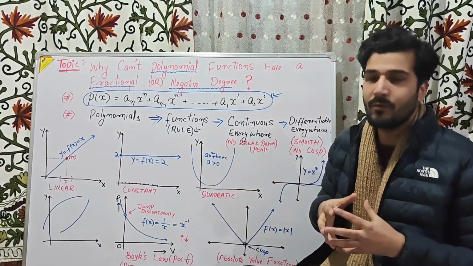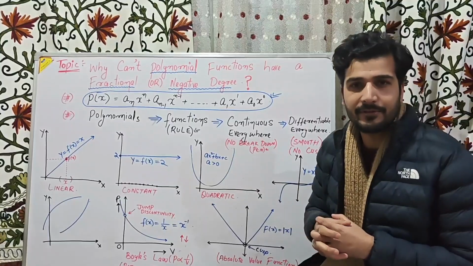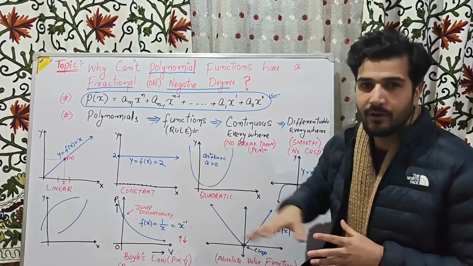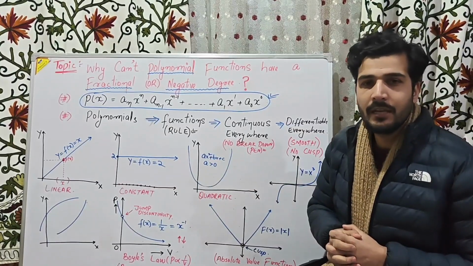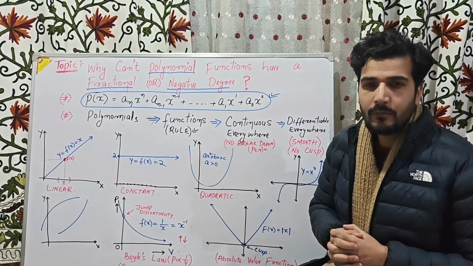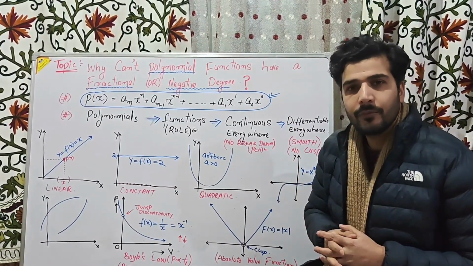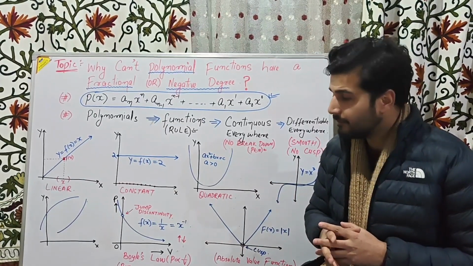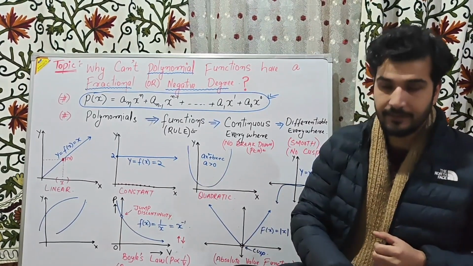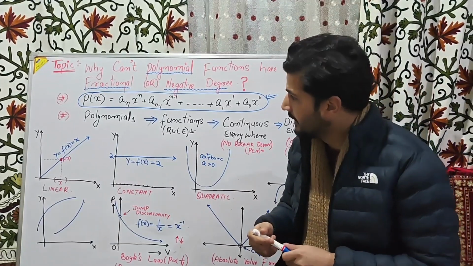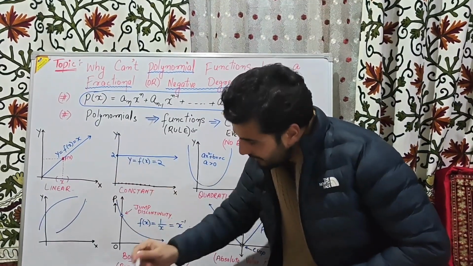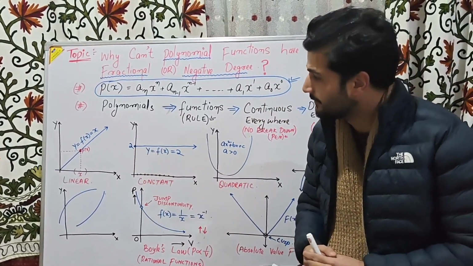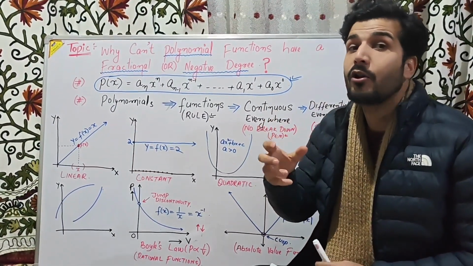We will discuss it one by one with the help of some graphs that I have inscribed on the board, right? Okay. So now we will take an example of the linear polynomial. What is a linear polynomial? This is the linear polynomial y equals f of x equals x. This is the linear polynomial function.